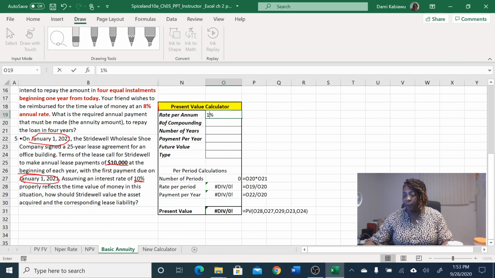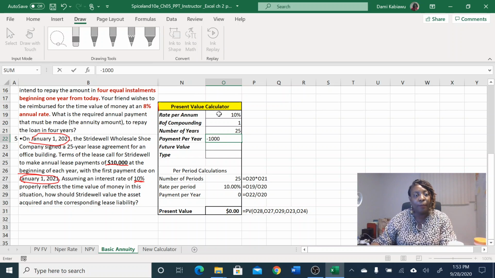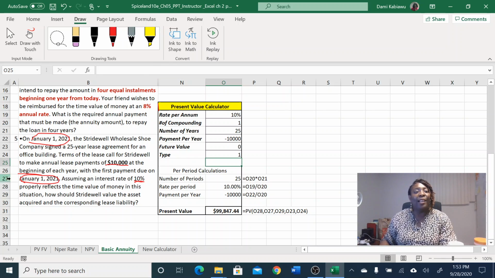So rate per annum is 10%. Number of compounding periods is 1. Number of years is 25. The payment per year is 10,000. The future value is 0 and type is 1 because it's an annuity due. The value of this 25-year lease today is $99,847.44. If Stridewell was to put the value of this lease on its balance sheet, it would record it at $99,847.44.